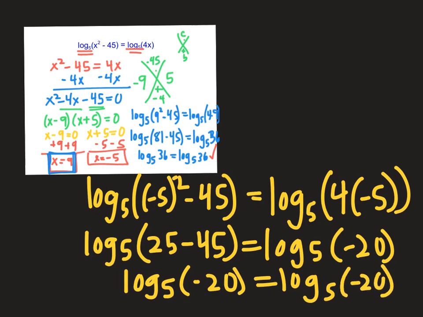Again, we can't take the log of a negative number. It won't give us a real answer. So since we end up with a negative 20 here and a negative number there, this final answer, x equals negative 5, will not work. It is important that you check it because the equations inside might end up giving you a positive number even though your original x was negative. But for this one, our final answer is just x equals 9.